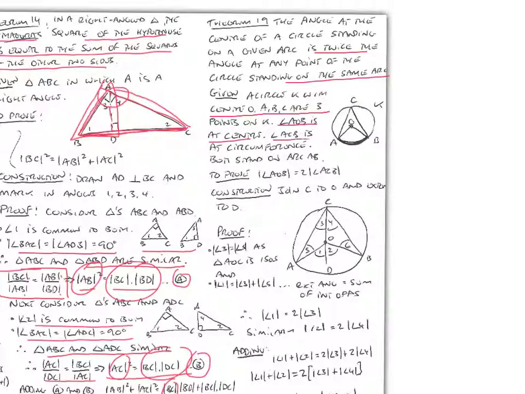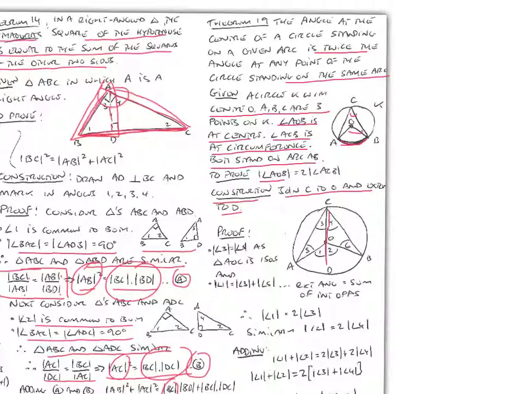The angle ACB is at the circumference. Both stand on the arc AB. So to prove: angle AOB is twice angle ACB. To solve this, the construction we use is that we join C to O and extend through D. So we just draw a line from C to O and extend through D.